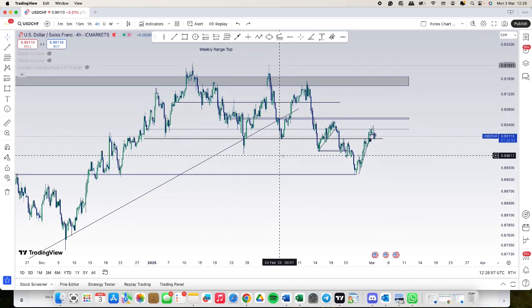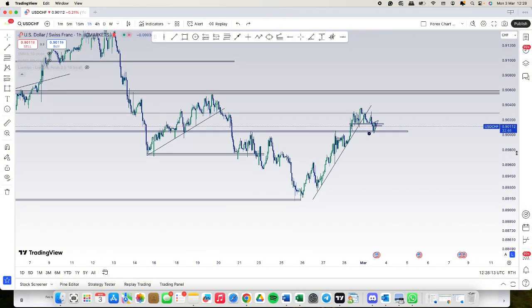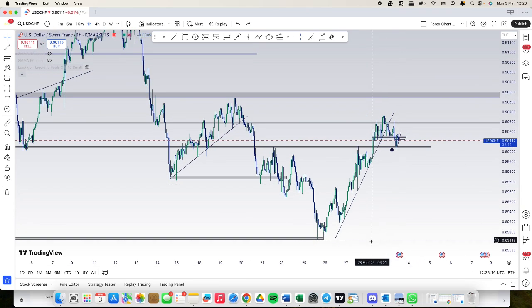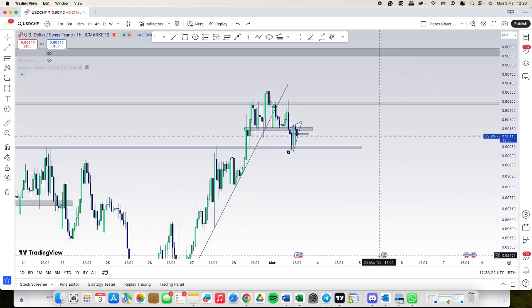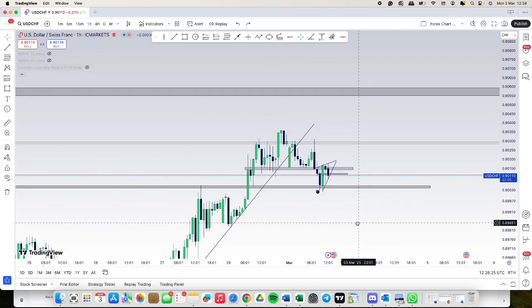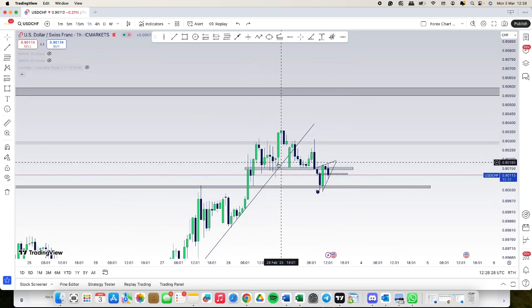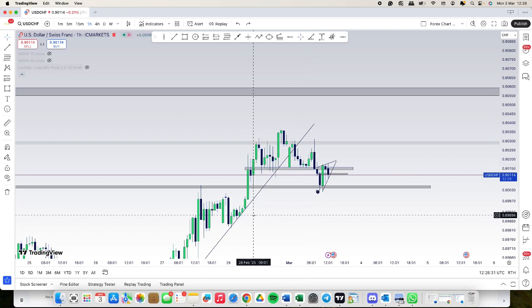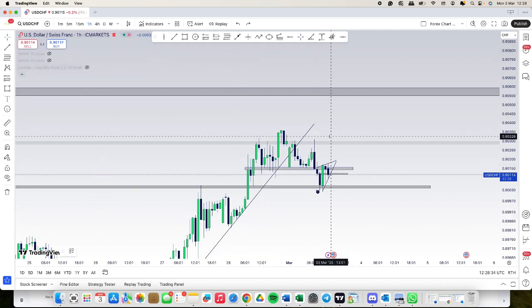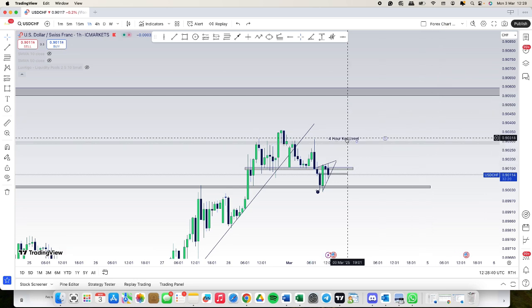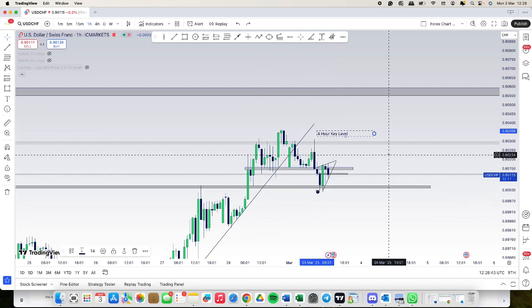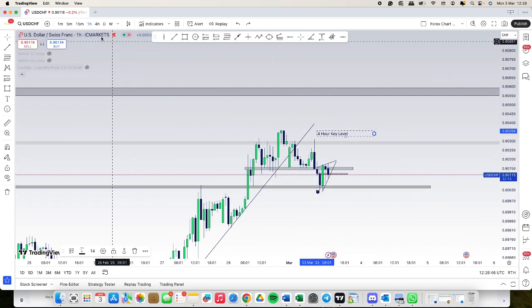So price has gone down, it's tapped it, sellers have stepped out of the market, and we've seen this uptrend. We've got a lovely little head and shoulders at the top of the uptrend: left shoulder, head, right shoulder. We'll put this as a 4 hour key level. I know some people have managed to get in, but I like to wait for a little bit more confirmation before that. And now what we're seeing is a retest of this head and shoulders.